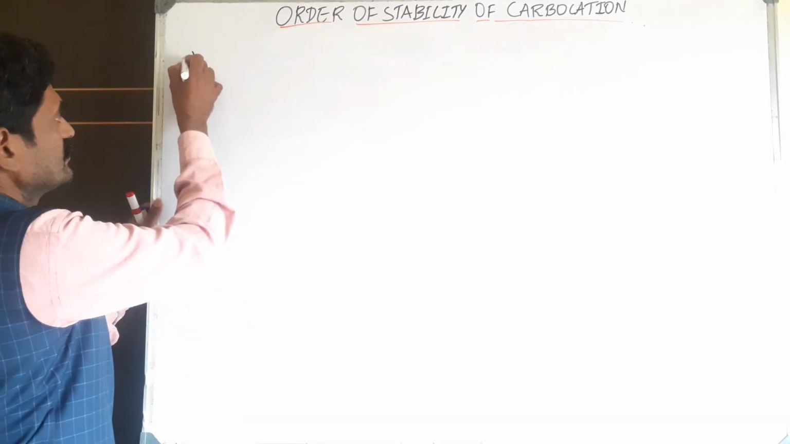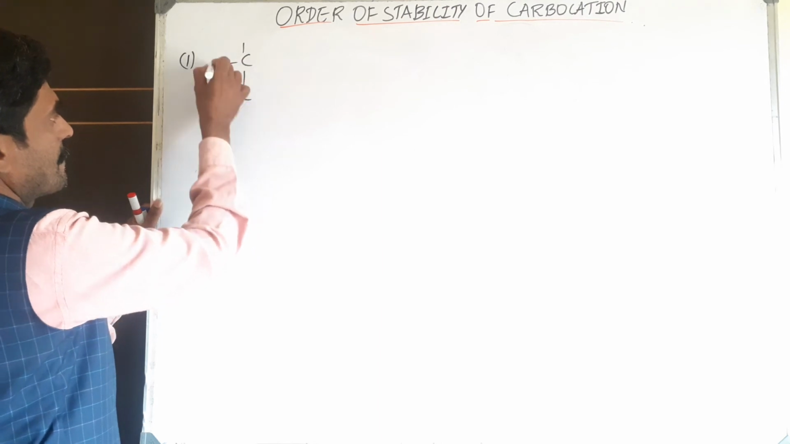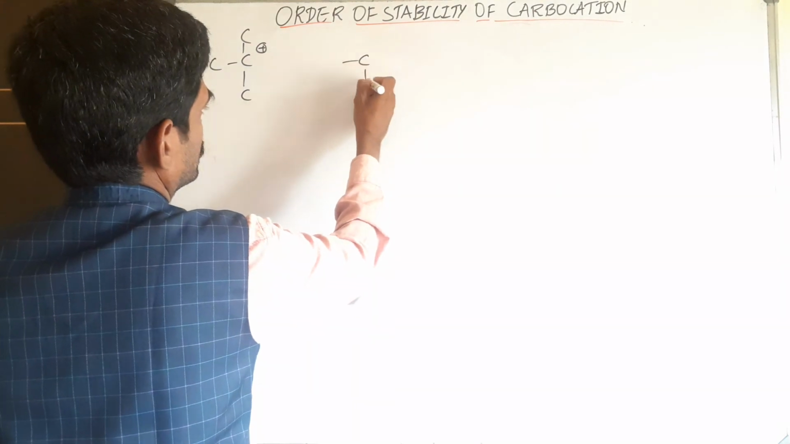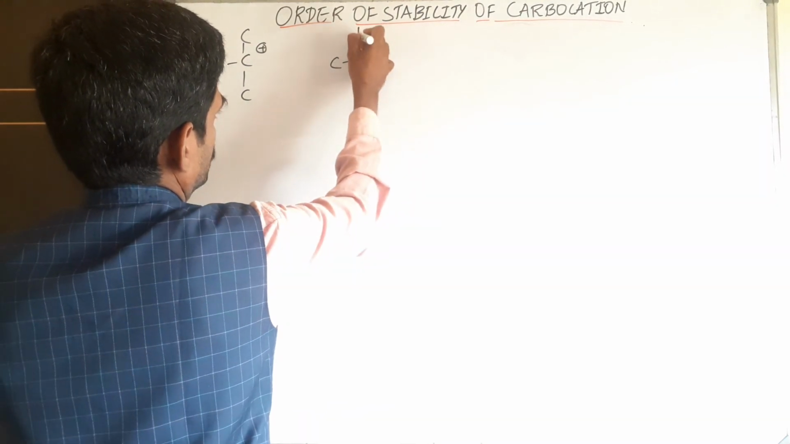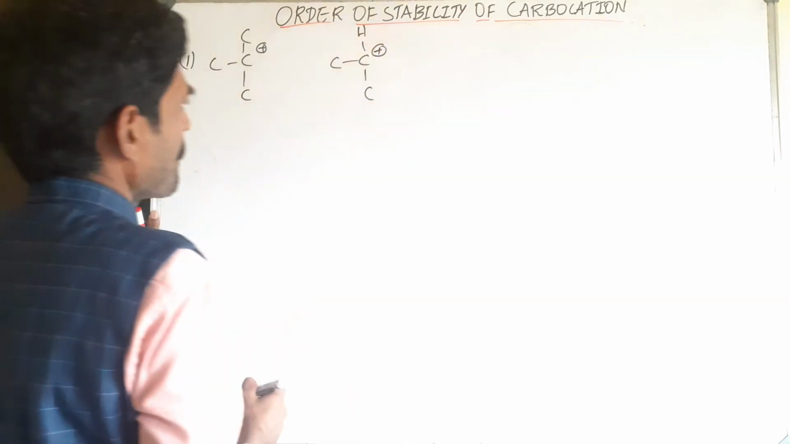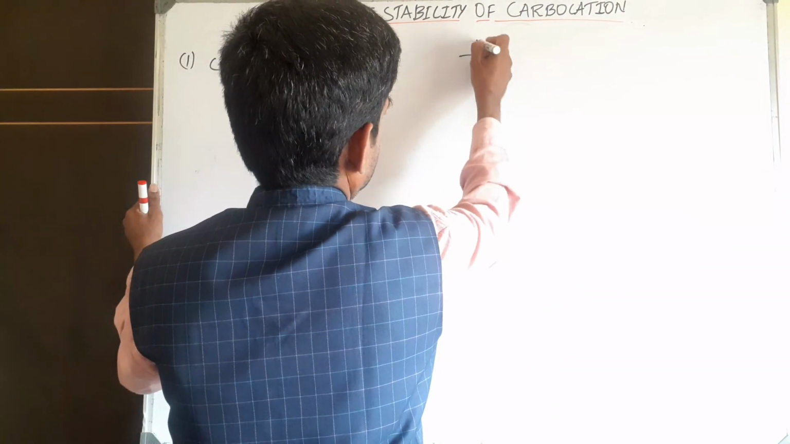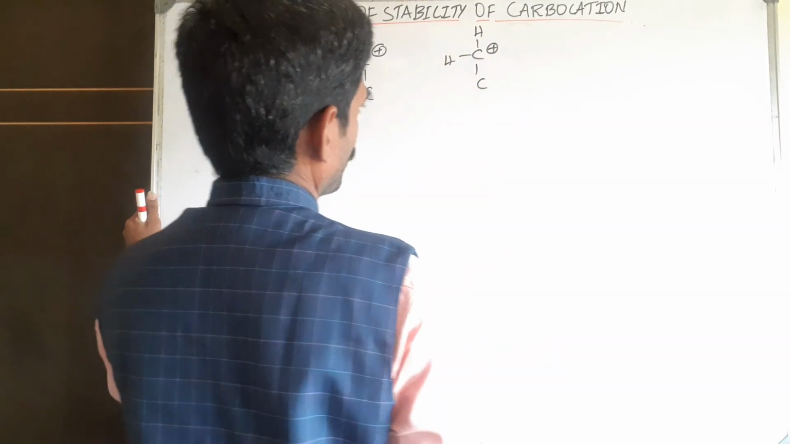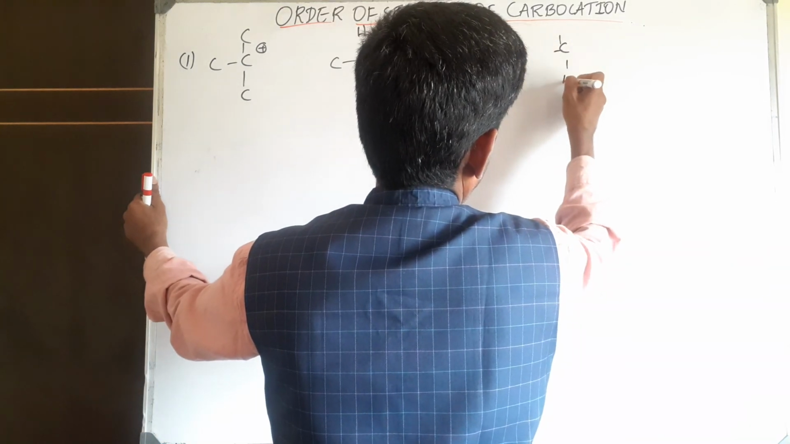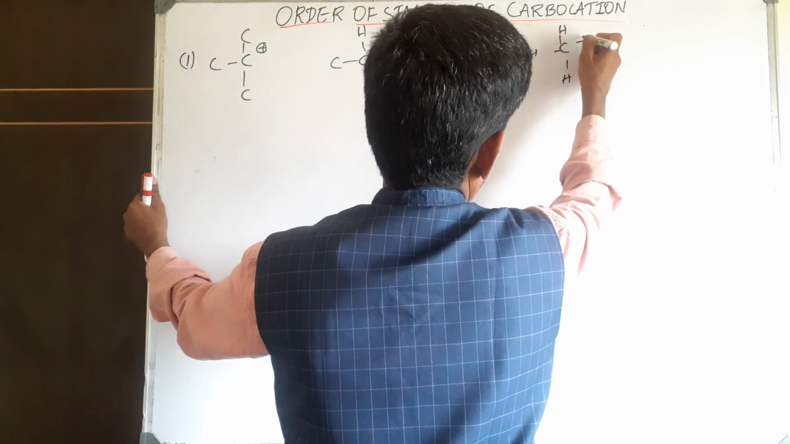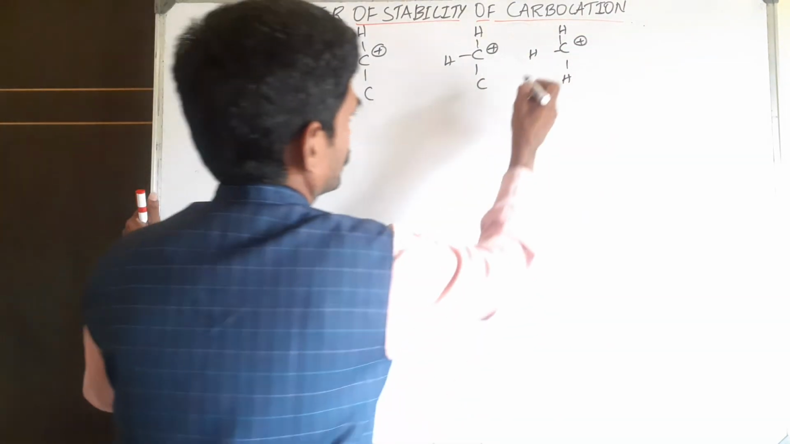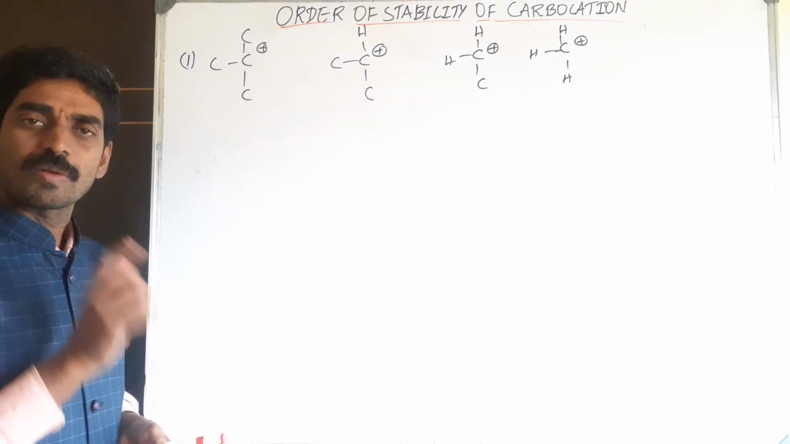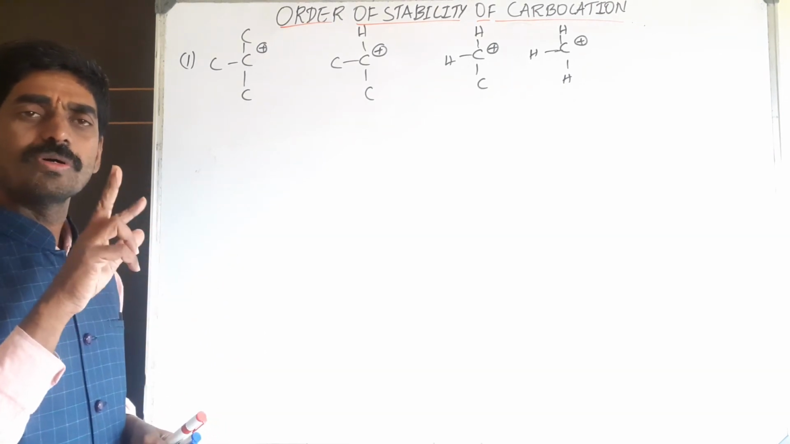First one is a tertiary butyl carbocation. Isopropyl carbocation, ethyl carbocation, methyl carbocation. The stability of these carbocations we can explain by applying two electron migration effects.